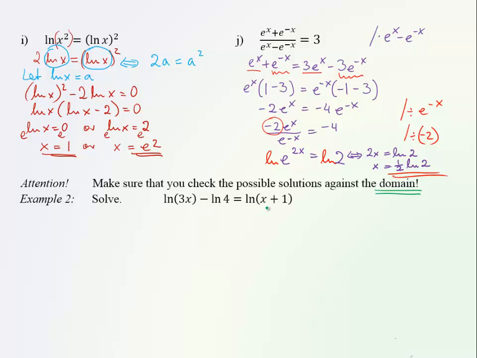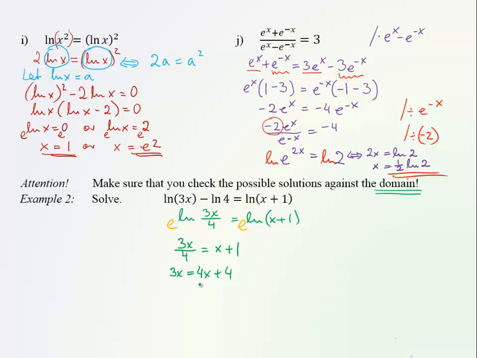Let's try to solve this. Let's put together the ln's, because remember we have to have single ln's on both sides in order to drop them. So when we put it together, it will be ln 3x over 4 equals ln x plus 1. Now we can place e underneath on both sides in order to drop the ln's. So we end up with 3x over 4 equals x plus 1. Let's solve it, multiplying by 4.